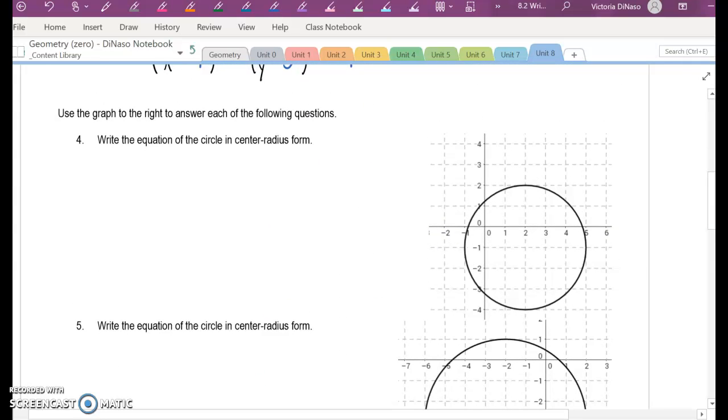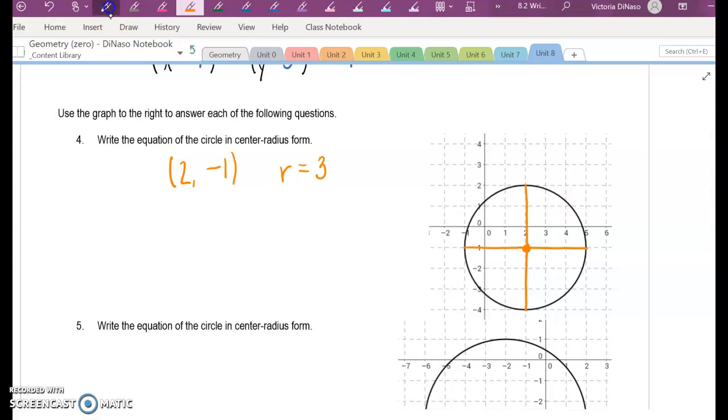Next one, number 4. We're going to use this graph to figure out the center, the radius, and the equation of a circle. So I'm going to draw like a T so that I can figure out my center. So my center is at 2, -1. The radius happens to be the number 3. 1, 2, 3 up, 1, 2, 3 right, 1, 2, 3 down, 1, 2, 3 left.